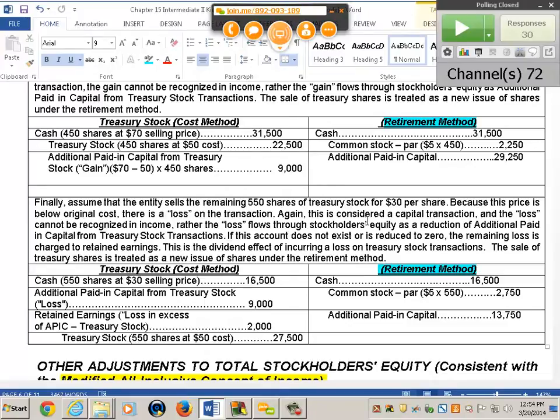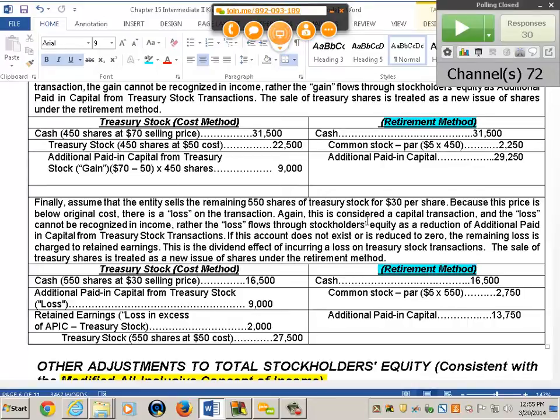So, any questions on the last two entries? Once again, something you should be able to do. Just forget about the fact that this was in the Treasury, and just remember that you treat them like a new issue of common stock. And the reason for it, again, is that under the retirement method, those shares are no longer issued, so you have to reissue them again, and you treat them like newly issued stock.